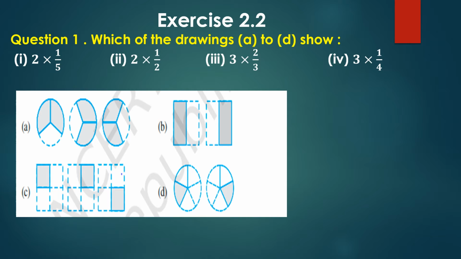Under the exercise 2.2, the first question is which of the drawings A to D shows. So here four drawings are there, A, B, C, D, and there are four sub questions, and we have to match the sub questions with the drawings A to D.